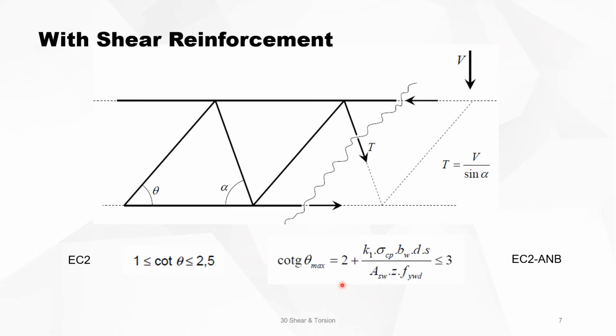The National Annex of Belgium changed it a little bit, and the cotangent theta must be between 1 and 2, but you can increase it by a term depending on the normal compression force available at the section. But it can never be bigger than 3.